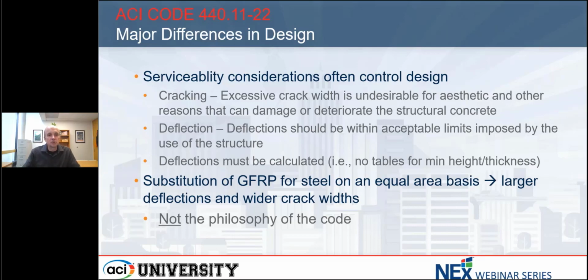If you just substitute the same amount of GFRP reinforcement in a design as the steel that's required in a design, you will get larger deflections and wider crack widths. So this is not what the code prescribes. We are requiring, in most cases, more GFRP reinforcement than steel reinforcement, just to meet all of the code requirements for serviceability when we're designing GFRP reinforced concrete flexural members.